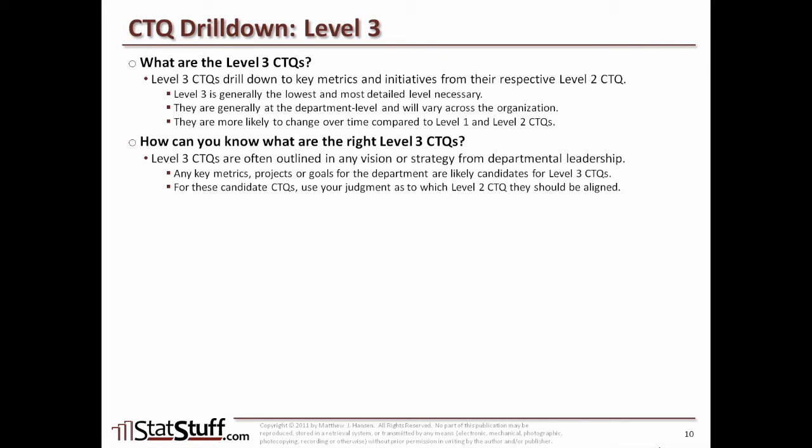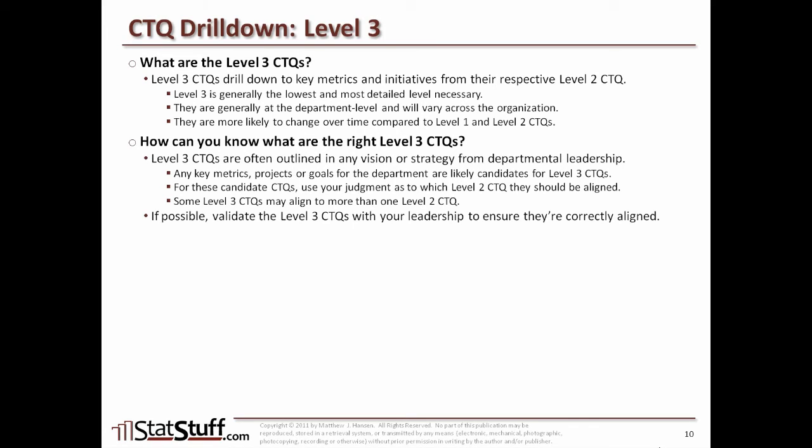And as you identify those candidate CTQs, use your best judgment to figure out which level 2 CTQ they would roll up to. Also, some level 3 CTQs may align to more than one level 2 CTQ. For example, you may have one critical metric within your organization that rolls up to both the financial performance level as well as to customer satisfaction. And that's perfectly normal and perfectly fine as long as you understand how those roll up to those levels. If possible, try to align those level 3 CTQs and get that validated by your leadership to make sure that you have it correctly aligned to their perspective.